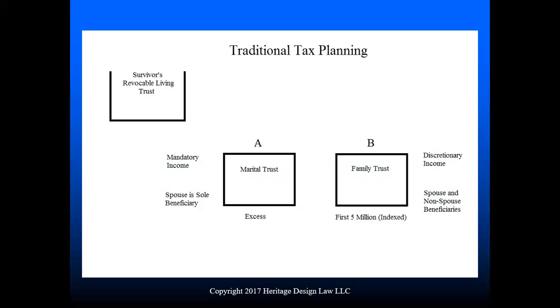Now, I should note that in Massachusetts, we have a different kind of system. In Massachusetts, the exemption amount is $1 million, but for the purposes of this discussion, it doesn't really matter what the Massachusetts exemption amount is. That'll all work in terms of the formula and how it works. But right now, we're just going to focus on the family trust and the marital trust and the federal exemption.